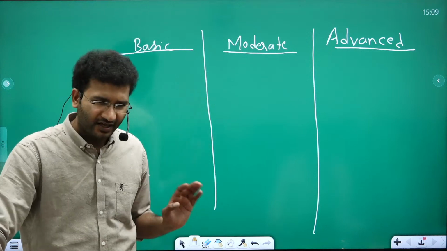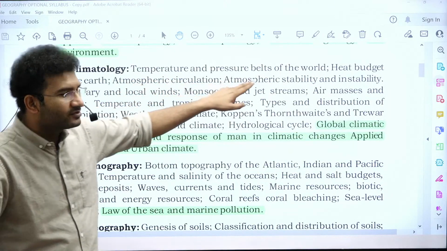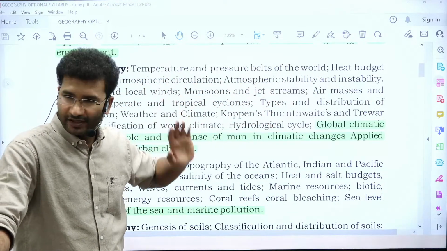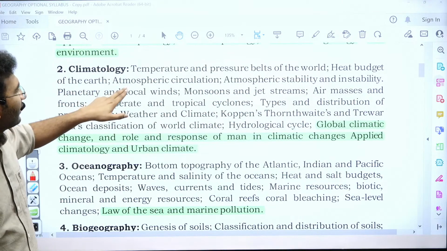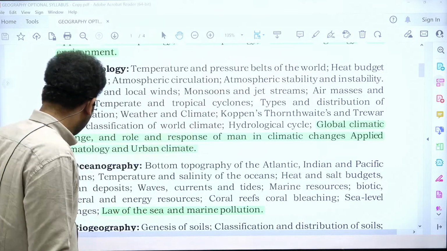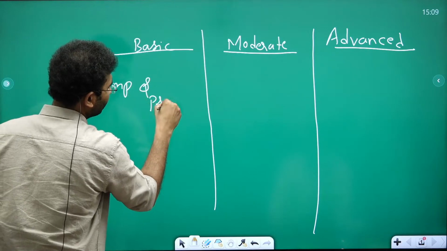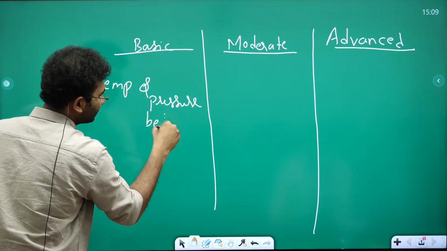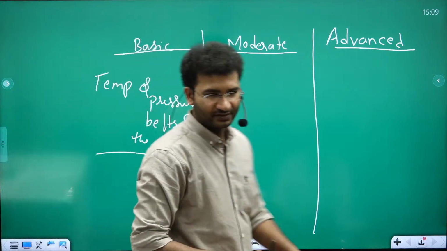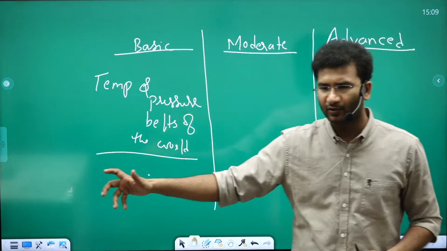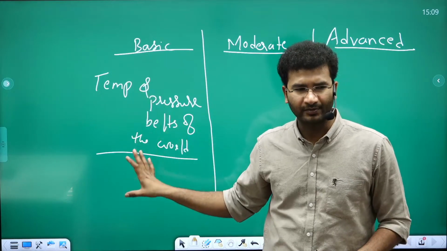Now, every subject has that. Look into climatology here. See, temperature and pressure belts of the world. This is very basic. Then heat budget of the earth. It is also basic. See, if you understand the temperature and pressure belts of the world, ये काफी basic knowledge है. You need to understand the concepts of what pressure is, what kind of temperatures are there in which latitudes, and then you study these temperature and pressure belts.